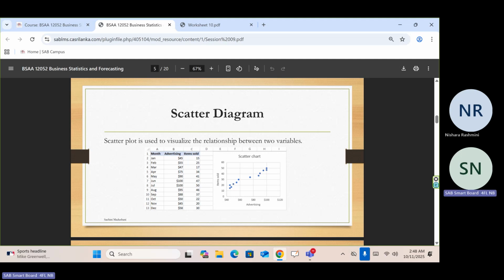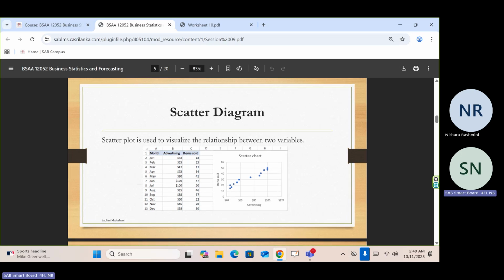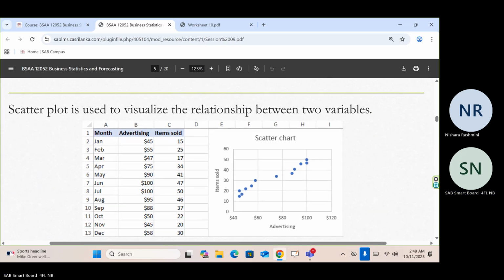Understood? This slide shows that. Here a data set is there, with 12 months. The table represents the advertising expenditure and the number of items sold. Before drawing the scatter plot diagram, first we identify what is the independent and what is the dependent variable. Here we find the linear relationship between two variables. First we identify the two variables: what is the independent one and what is the dependent one.